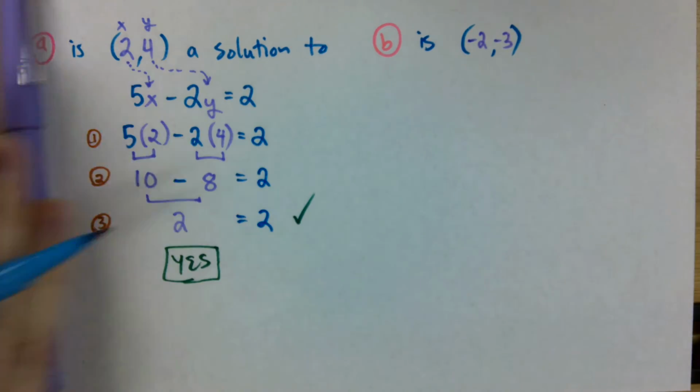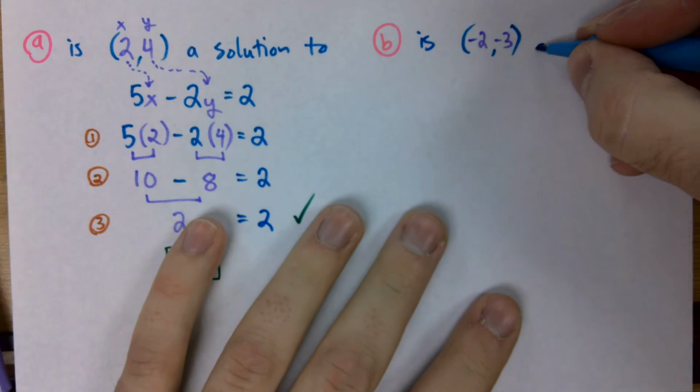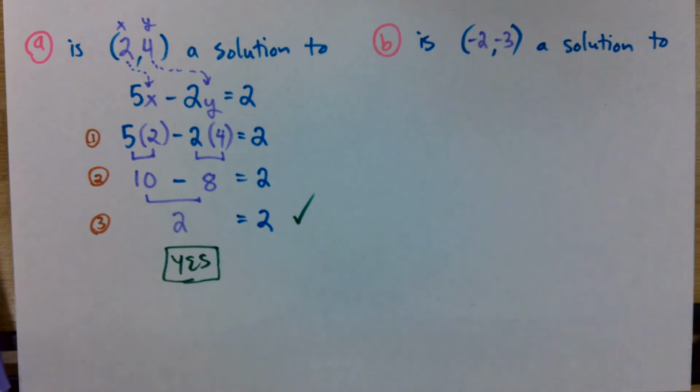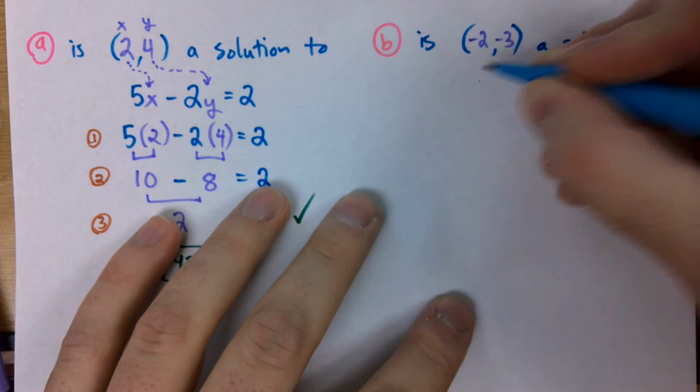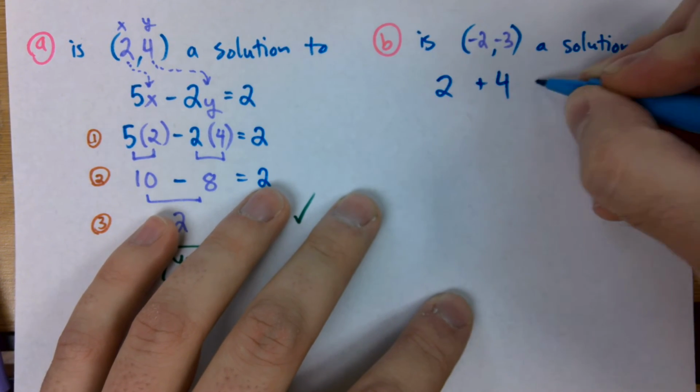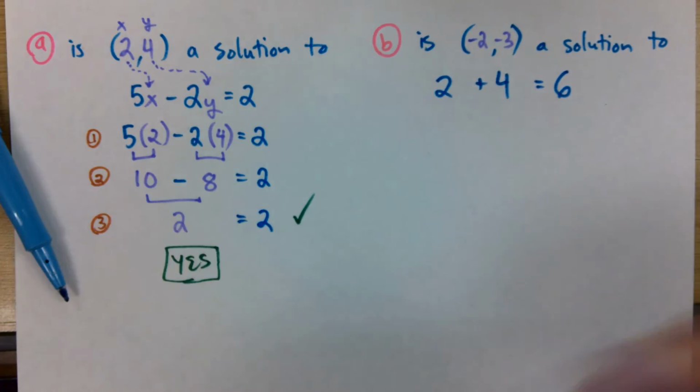So let's do example B. Is negative 2 comma negative 3 a solution to the equation 2x plus 4y equals 6? Let's go. 2x plus 4y equals 6.